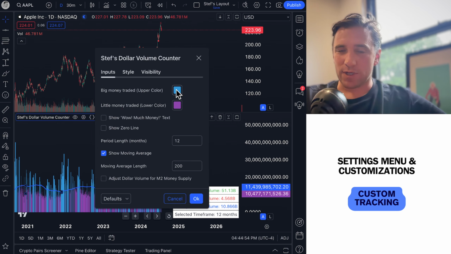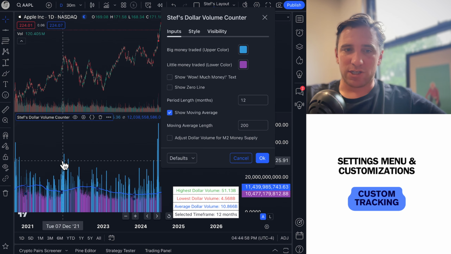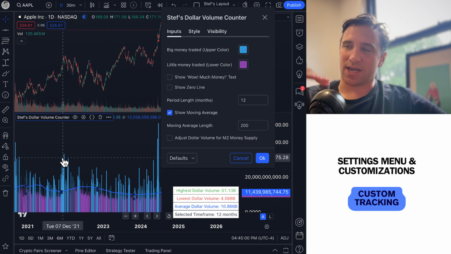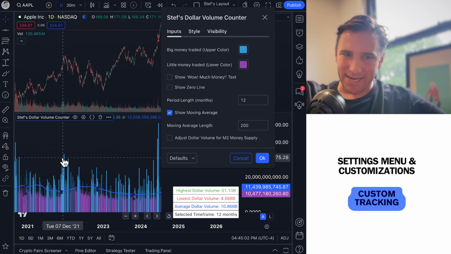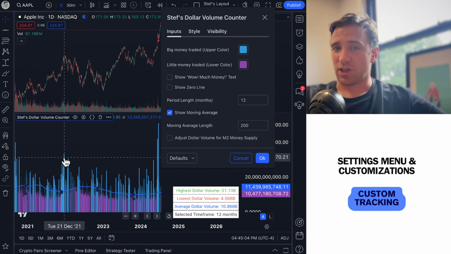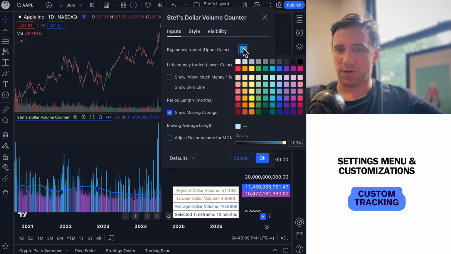Also, naturally, you can change the color. So big money traded upper color is blue. That just means that this is big money. It's got a high peak to it, and there was clearly a lot of money traded. Doesn't mean bullish or bearish. That's super important. That's why the default colors are not green and red, but you can change these as needed.